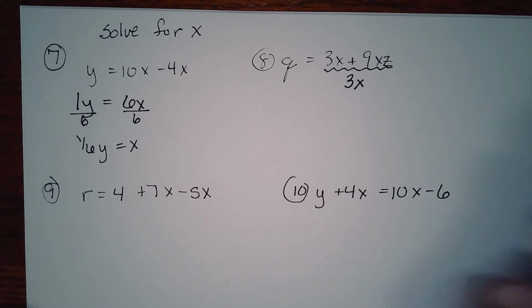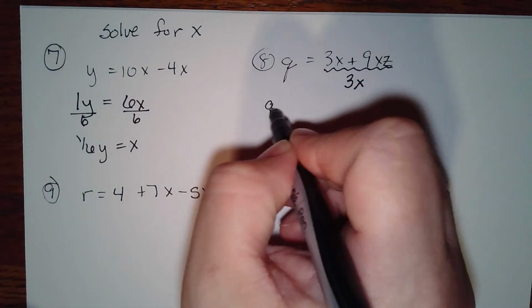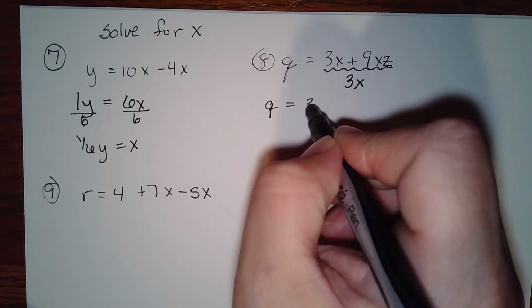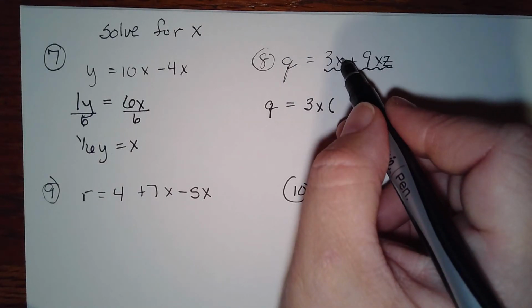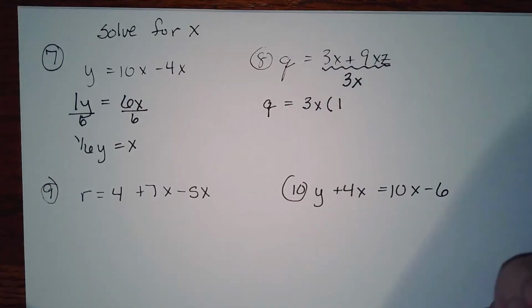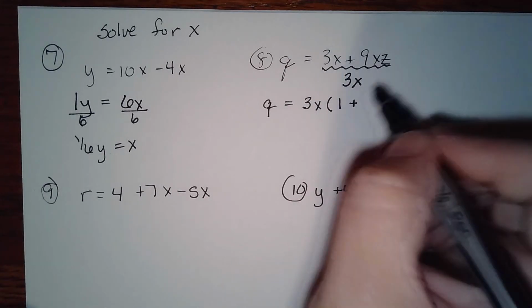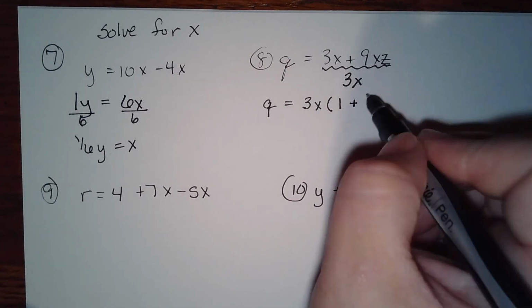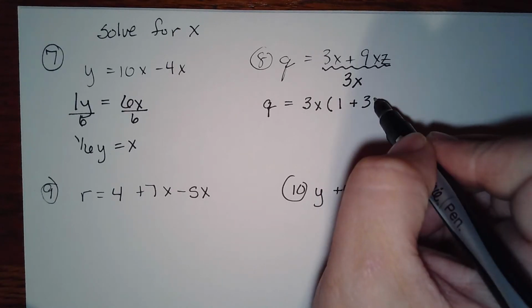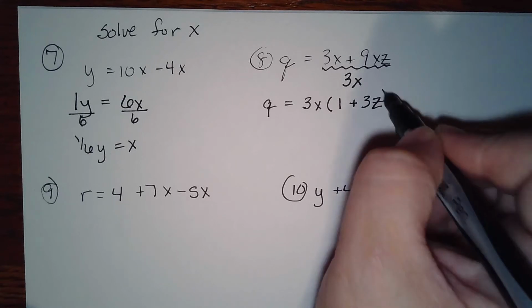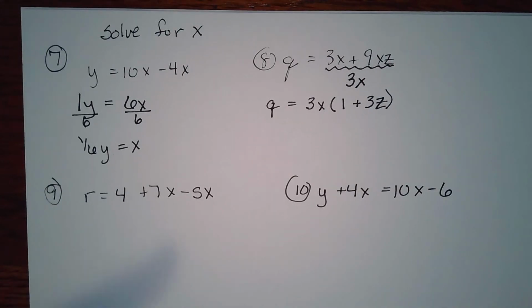So what this is going to look like, I'm going to rewrite the q. This is going to be 3x, parenthesis. When you divide 3x by 3x, you get 1. Plus 3 goes into 9 3 times. The x's are going to cancel out because they're the same, and then the z stays behind. So now you are almost done. I mean, you are so close.